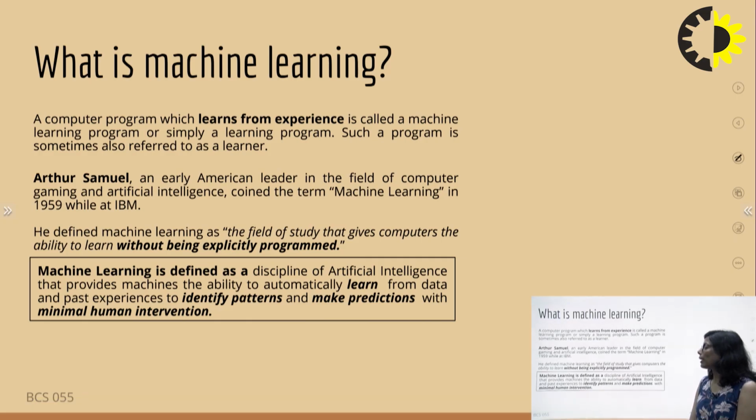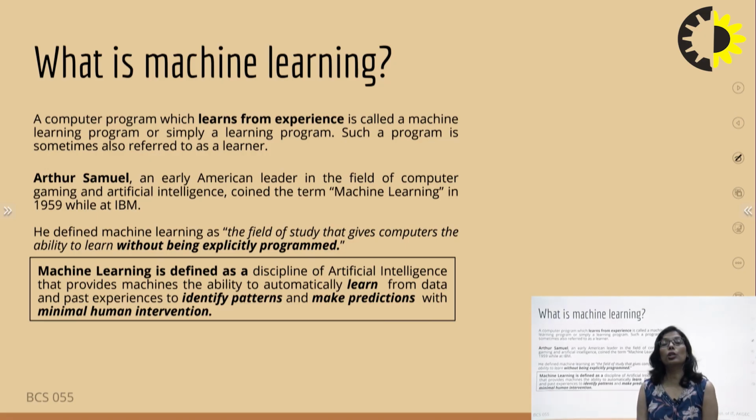That is, it is defined as a discipline of AI that provides machines the ability to automatically learn from data and past experiences to identify patterns. First, it observes the data, and with that data, it is able to identify the patterns, and then when it has learned something substantial, it can make predictions. And that's all without human intervention. That's the beauty of machine learning, that we don't require humans to help the computers to learn the logic. The computer will learn the logic, as well as improve its performance over time with more and more data coming.